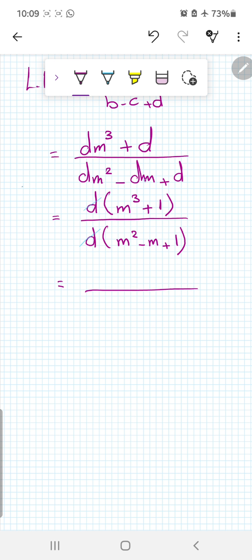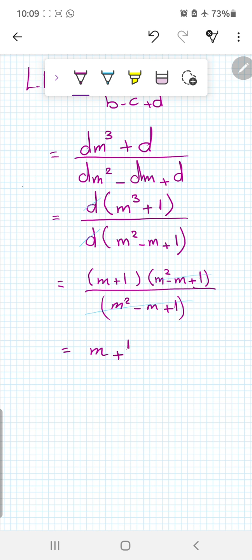Here we have m power 3 plus 1, which factorize, open a small bracket and a big bracket. Here we have m plus 1, get the first power 2, which is m power 2. First times second, which is negative m, and plus 1. Okay, also this we studied in second prep, over m power 2 minus m plus 1. Okay, cancel together, so the result will be m plus 1.